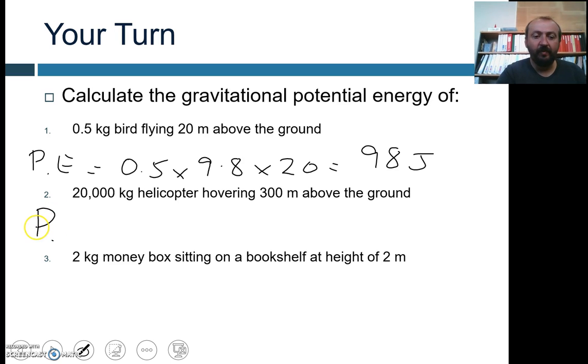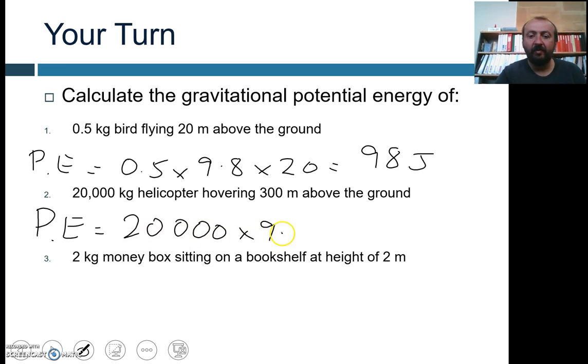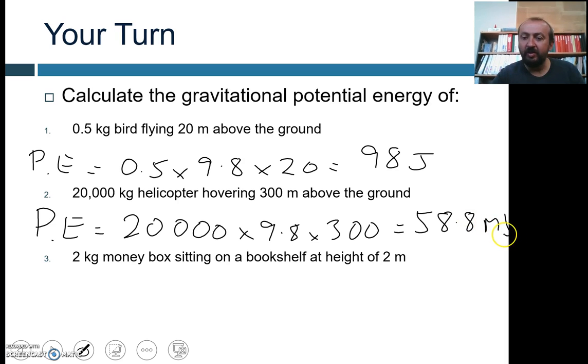For the next one, it's going to be a lot bigger because we've got a big, massive object, and it's very high up in the air. We put all the numbers in, and by my calculation, that's 58.8 megajoules. So that's a lot of energy, a lot of potential. Imagine that helicopter suddenly falling out of the air. That would be the energy of impact when it hits the ground. That's a lot of energy.